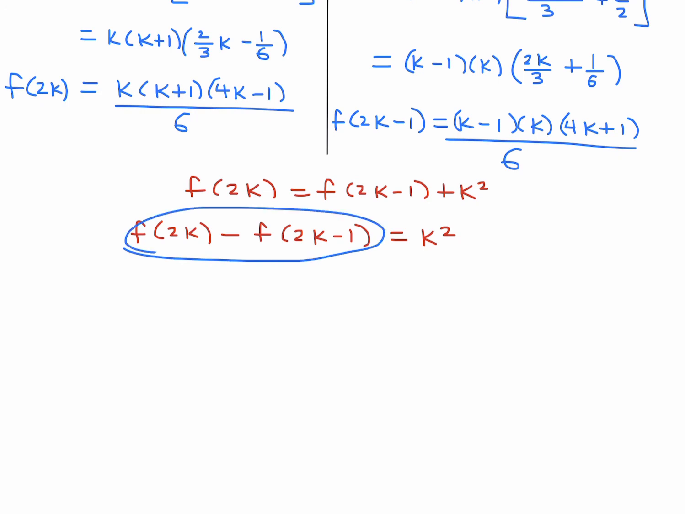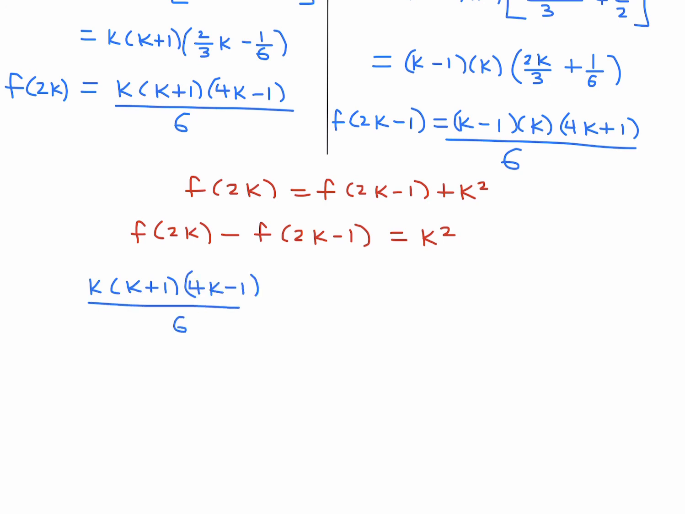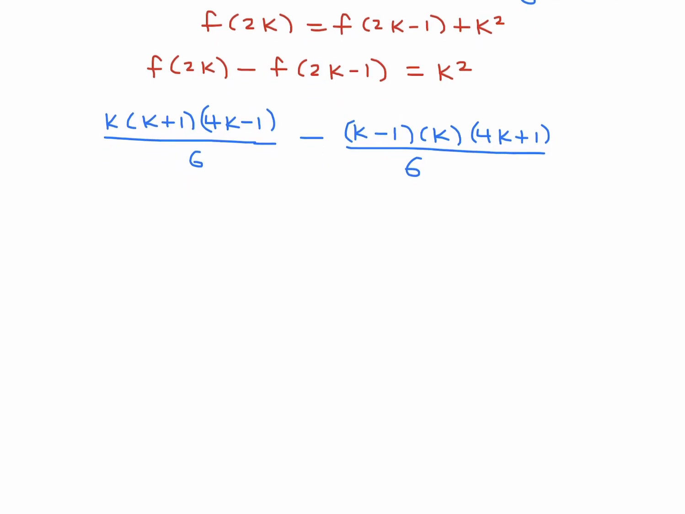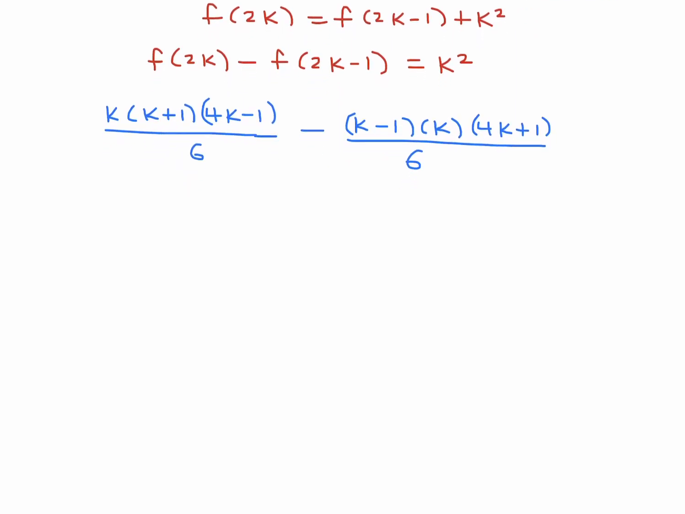So let's put that in. Let's just concentrate on the left side. So that's going to be k times k plus 1 times 4k minus 1 all over 6 minus k minus 1 times k times 4k plus 1 all over 6. So let's proceed with this. Can anything factor? I think so. We can factor out k and a 6 on the denominator. And all we're left with here is k plus 1, 4k minus 1, and then minus k minus 1 times 4k plus 1.